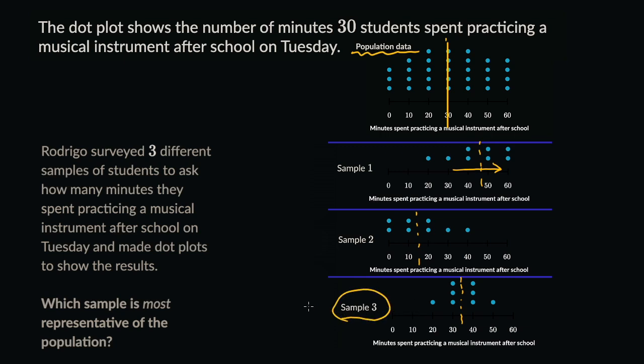Now that doesn't necessarily mean that Rodrigo did anything wrong in sample 1 or sample 2. There's just some chance that the 8 students he sampled just happened to be skewed in one direction or another. So when you're taking samples of populations, it's very seldom going to have the exact same properties as the population distribution that you see up here. But this is just a way of gauging whether a sample distribution is at least somewhat representative, or maybe even comparing which one is the most representative when we actually know the population.